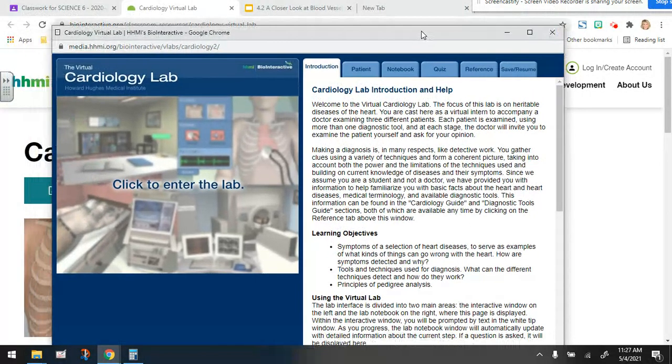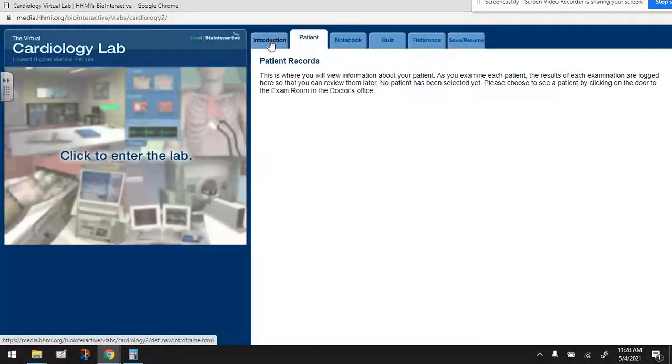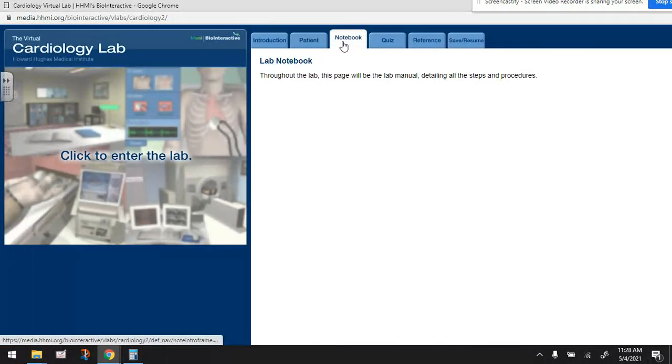All right, so there are several tabs that you need to be familiar with at the top. They have the introduction, which you're going to read through. They have the tab that says patient. So once you get going, you're not going to see any patients until you're ready to start. You have something called the notebook. You have the various quizzes that you're going to be taking throughout the lab.